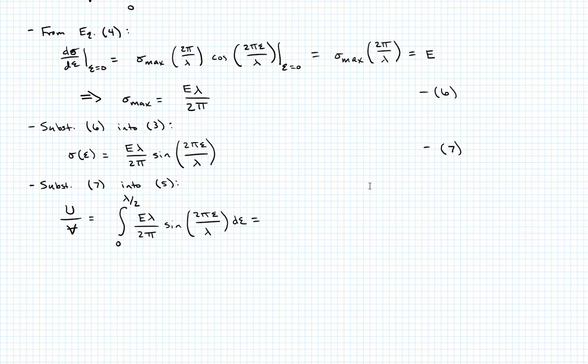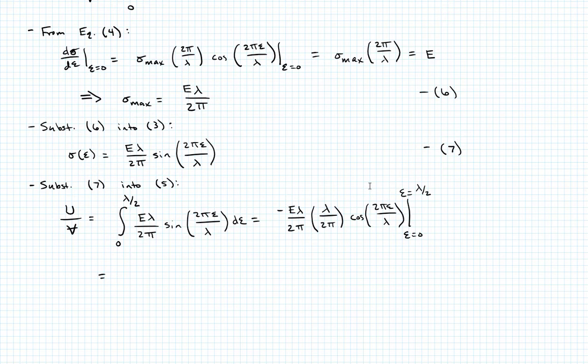the integral, I can bring out the E lambda over 2 pi. I get the negative sign integrating sine of x, and then I have this factor also that comes out that looks like lambda over 2 pi. And then, of course, this is cosine now of 2 pi epsilon over lambda. This is, remember, evaluated from epsilon equals 0 to epsilon equals lambda over 2.